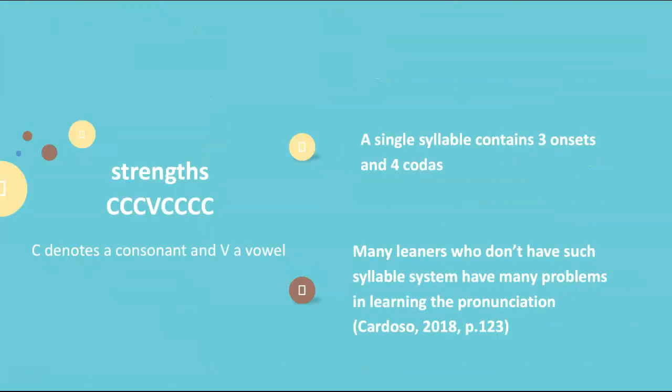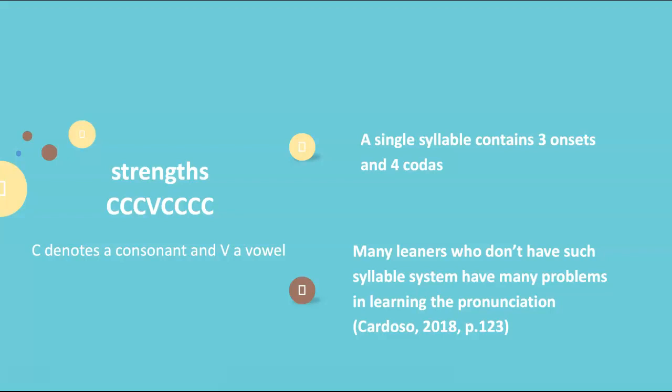A good example has been given in our textbook, that is "strengths." Concretely, CCCVCCC, where C denotes a consonant and V a vowel. A single syllable contains 3 onsets and 4 codas.